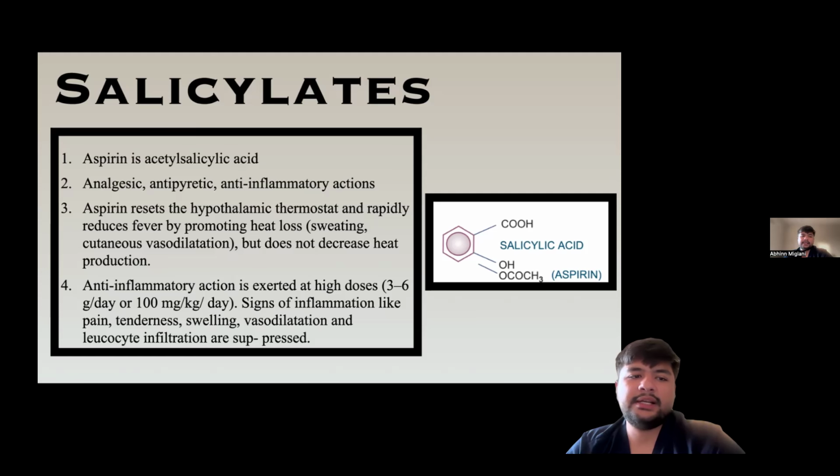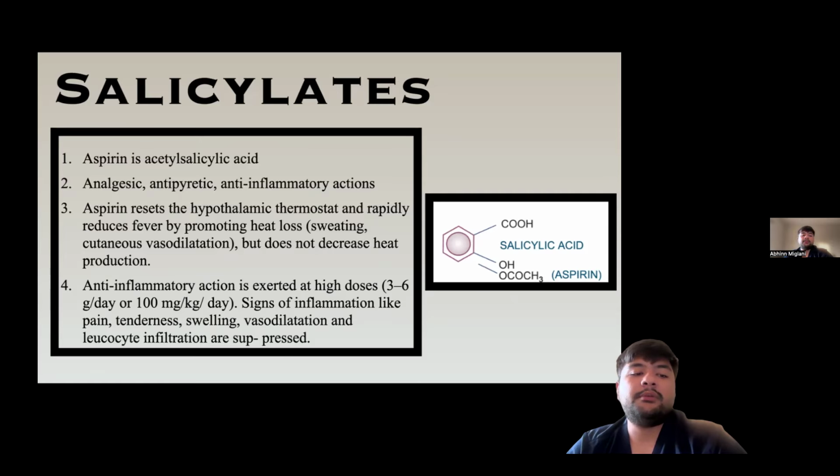Now coming to the salicylates. So aspirin is acetylsalicylic acid. It has analgesic, antipyretic, and anti-inflammatory action. Here we can see the diagram of its chemical structure. And aspirin resets the hypothalamic thermostat and rapidly reduces fever by promoting heat loss by sweating and cutaneous vasodilation, but does not decrease heat production.